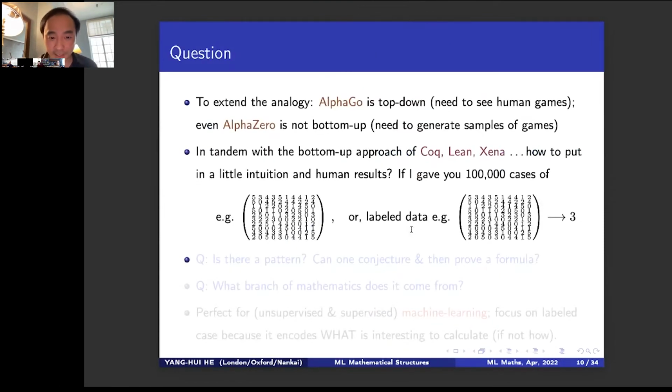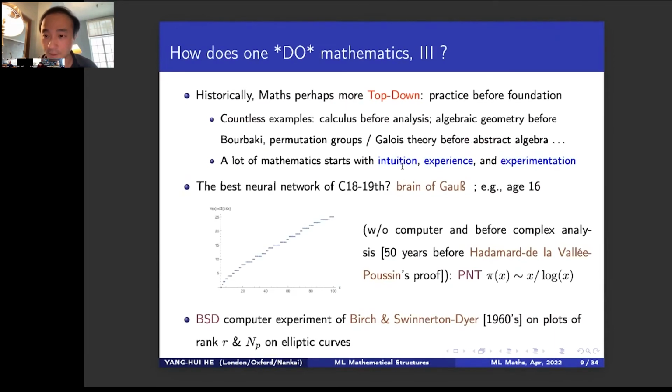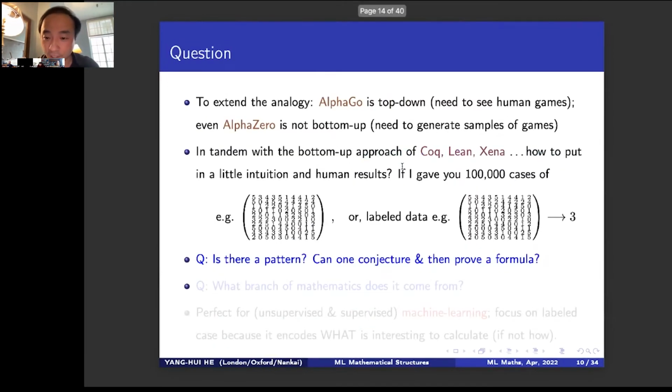Let's be very precise. I give you matrices of this type, or in fact, better, I'm going to give you association rules of this type, for example. Can you run a generic machine learning algorithm to extrapolate and conjecture a formula, just like Gauss was able to recognize this is x over log x? Another very interesting question is, by looking at a sufficient number of these, let's say 100,000 such data, could you tell me which branch of mathematics it is likely to come from? Is it combinatorics, algebraic geometry, number theory? I don't know. This is a kind of experiment that I will tell you about shortly.